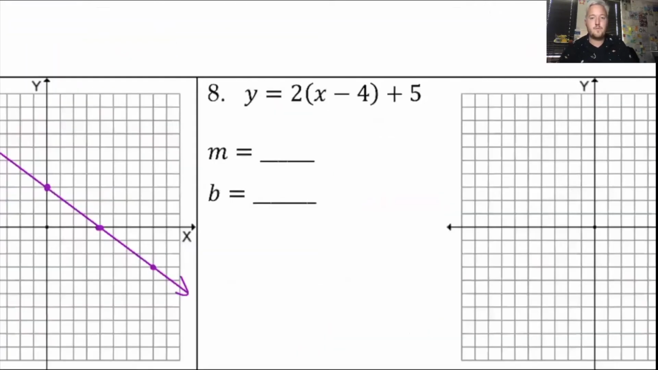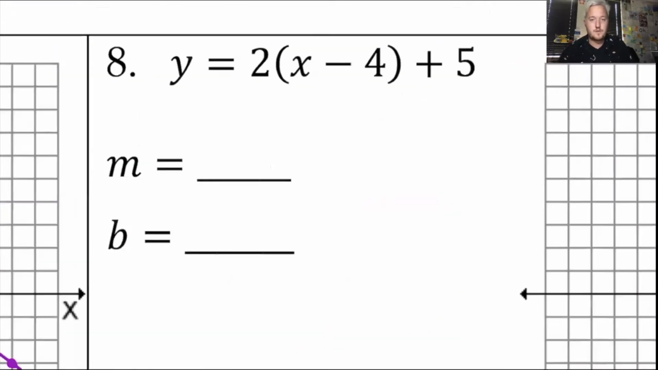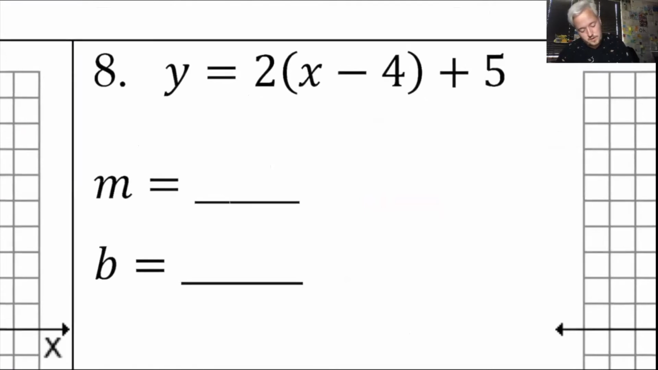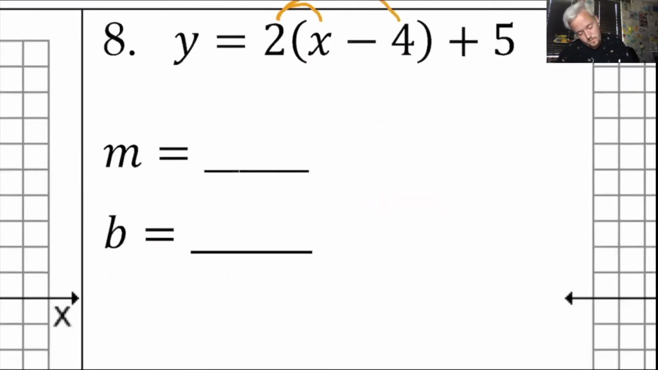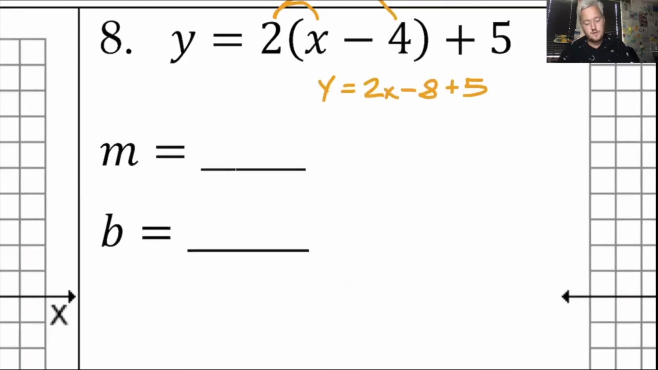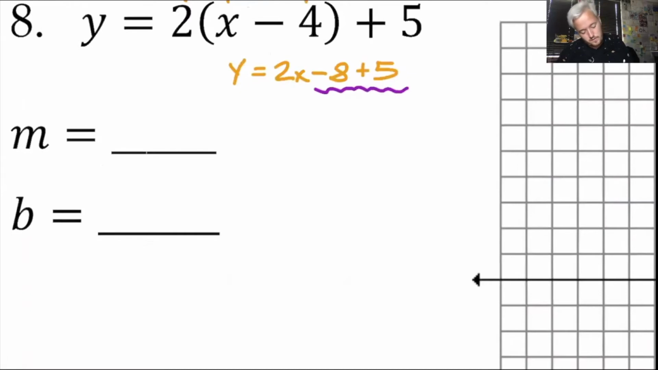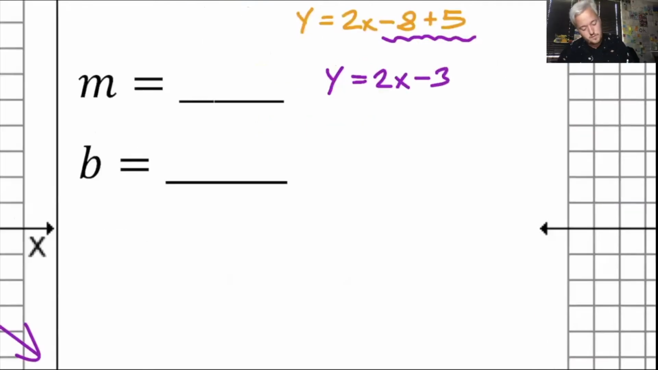Okay, now for number 8. So now they're just giving us this pain and suffering. So you actually have to simplify it and put it in slope-intercept form first. So the first thing is you got to distribute. So I'm going to have y equals 2x minus 8 plus 5. Don't forget to distribute to both terms. All right, so now I'm going to combine my like terms. So negative 8 and positive 5 can combine to give you 2x minus 3. So in this case, your slope is going to be 2, and a b value is negative 3.